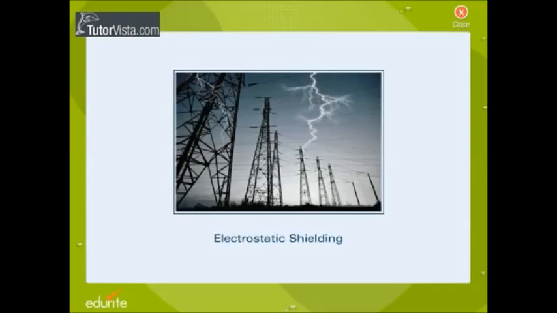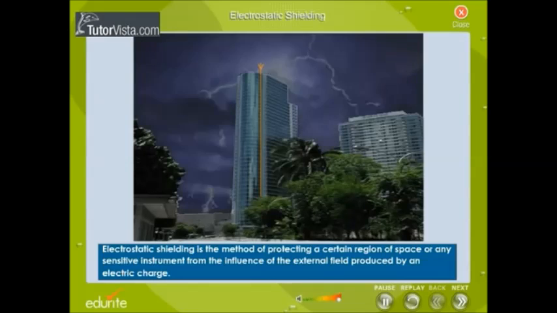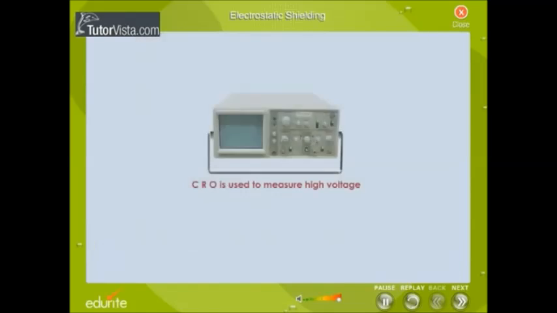Electrostatic shielding. Electrostatic shielding is the method of protecting a certain region of space or any sensitive instrument from the influence of the external field produced by an electric charge. Instruments used for measuring high voltage are protected from intense electric fields by enclosing them in hollow conductors called Faraday's cages.